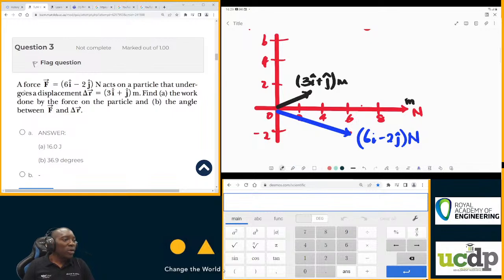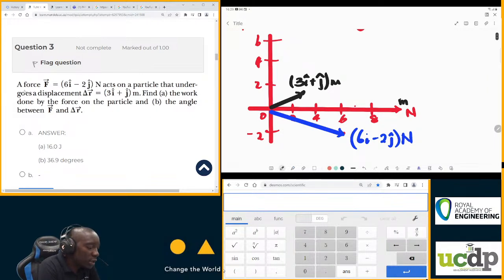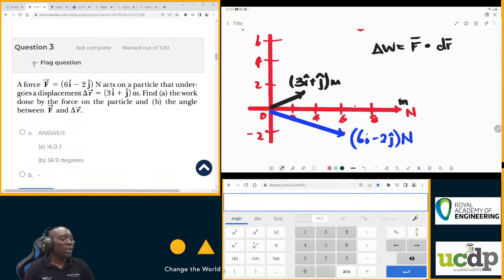So the work done by the force on the particle is what we need to find. And we know that our work done is F dot dr, right? It's a dot product between F and dr, so we just do the dot product of F and dr because we're given this in terms of Cartesian coordinates.